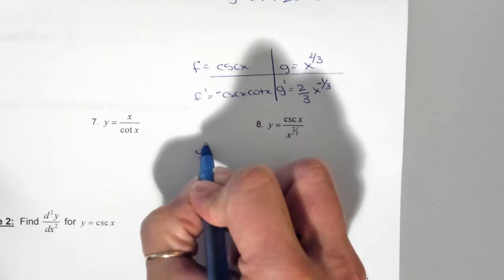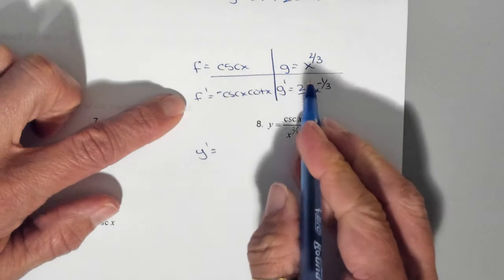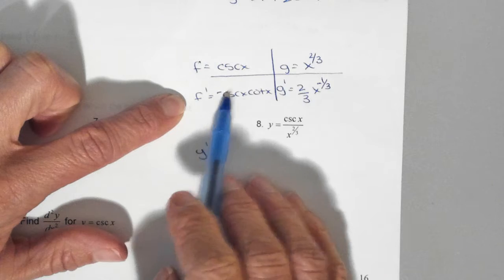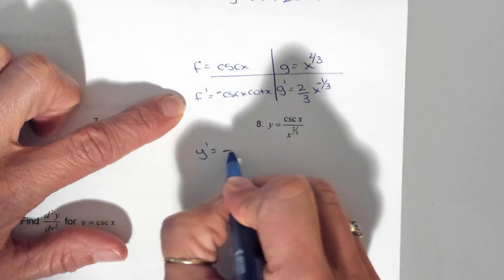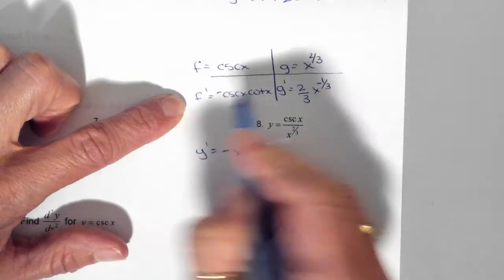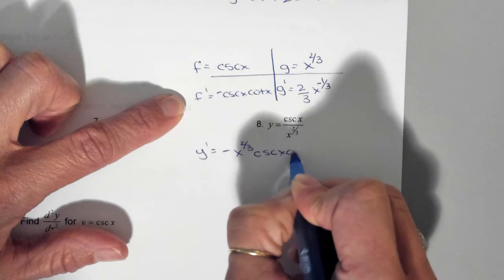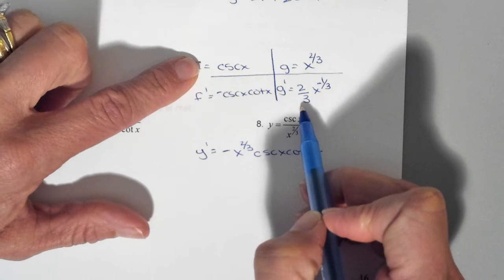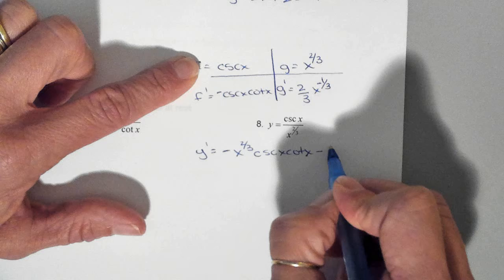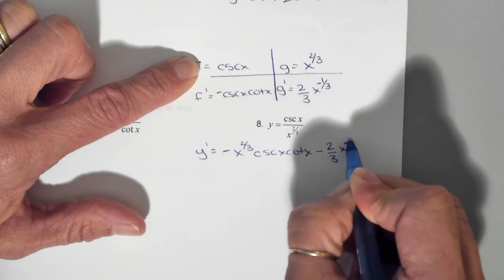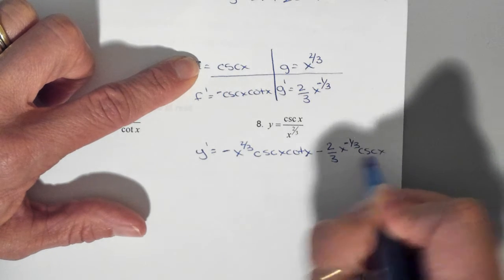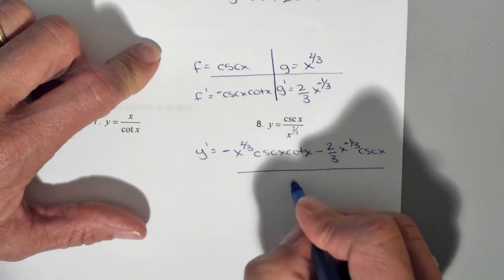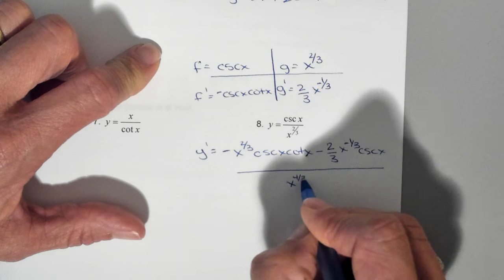So we've got y prime is equal to, so it's f prime times g. So can I put this in front? Because it's kind of like a coefficient. Yes? No? Is that all right? Okay, so I've got negative x to the 2/3 power for that negative, and then we've got the cosecant of x cotangent of x, minus, then it's going to be fg prime. So we've got 2/3 x to the negative 1/3 cosecant of x, and then we can't forget about our denominator. So what is that? G squared. So that would be x to the 4/3.